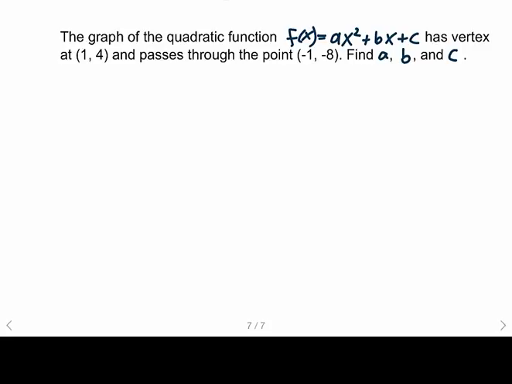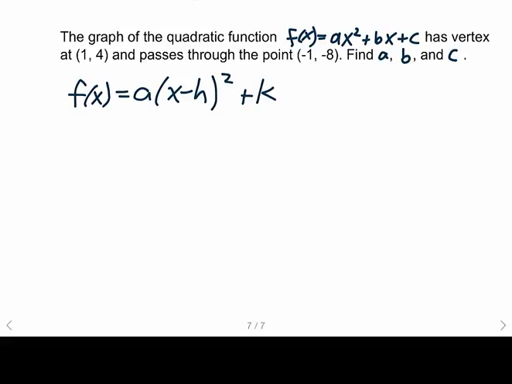Last but not least, the graph of a quadratic function f of x equals ax squared plus bx plus c has a vertex at 1, 4 and passes through the point -1, -8. Find a, b, and c. In other words, we can find the equation of a parabola if we just have its vertex and a point that's on the graph. For this, we're going to go back to the expression that defines the function f of x equals a times the quantity of x minus h squared plus k. Wouldn't want to leave without seeing this.